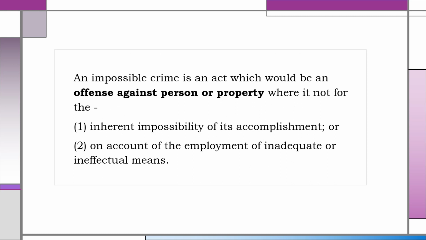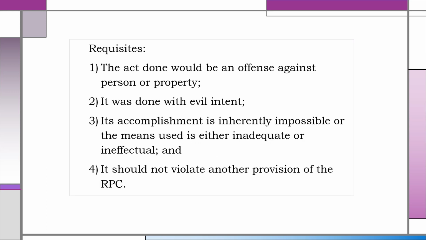Let's break down paragraph 2. An impossible crime is an act which would be an offense against person or property, were it not for the 1. Inherent impossibility of its accomplishment, or 2. On account of the employment of inadequate or ineffectual means.